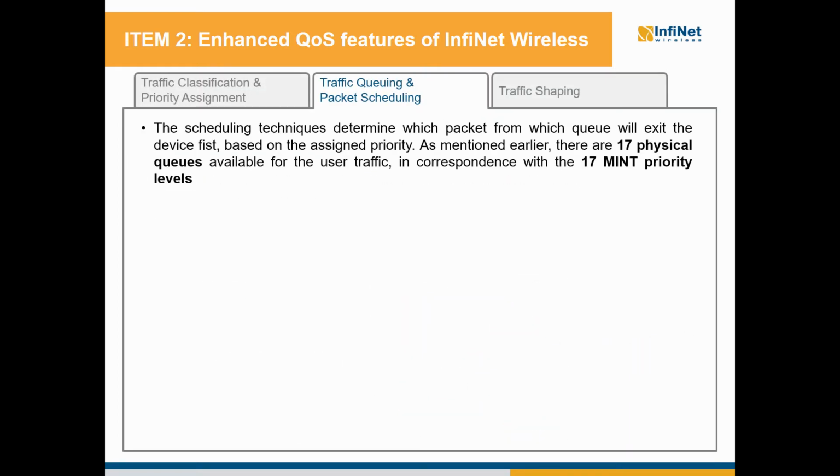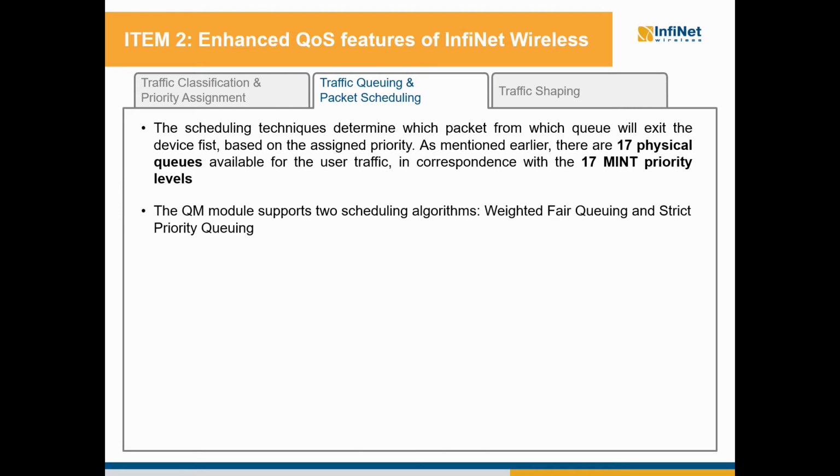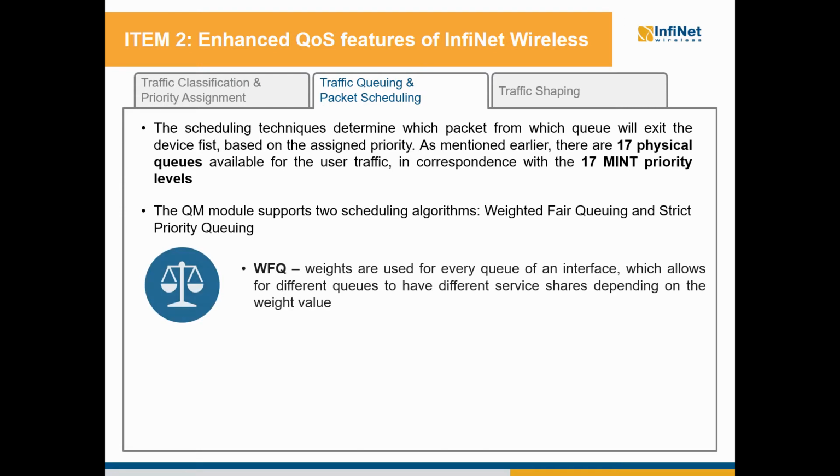The scheduling techniques determine which packet from which queue will exit the device first based on the assigned priority. As mentioned earlier, Infinet units have 17 physical queues available for the user traffic in correspondence with the 17 MINT priority levels. The Infinet QoM module supports two scheduling algorithms. The first one is weighted fair queuing, which is enabled in the default configuration, and it uses weights for every queue of an interface, which allows for different queues to have different service shares depending on the weight value.